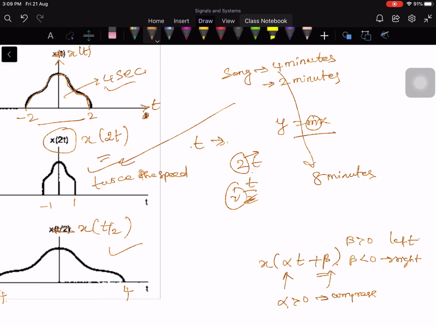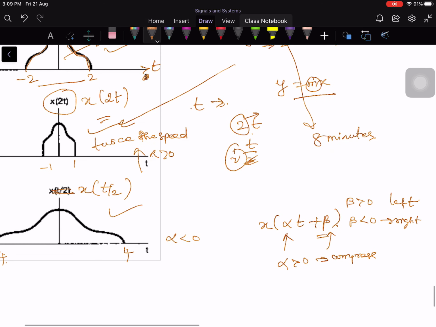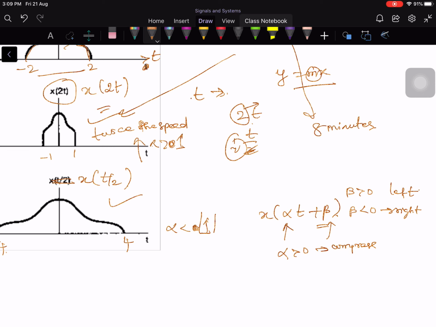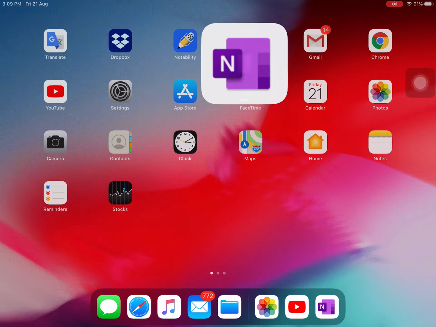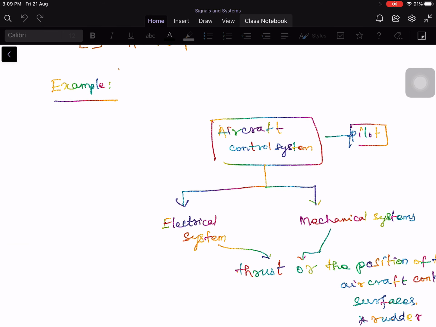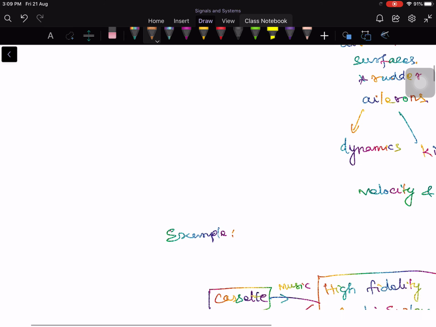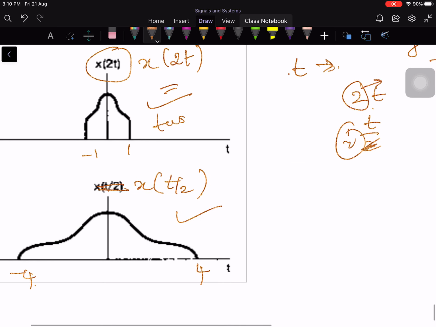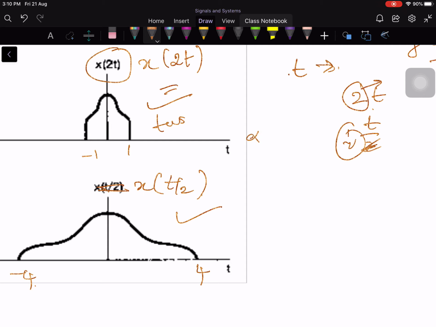This example is for alpha greater than 1, and this one is for mod of alpha less than 1. Let me write properly. So this operation indicates where alpha is greater than 1, and here mod of alpha is less than 1.